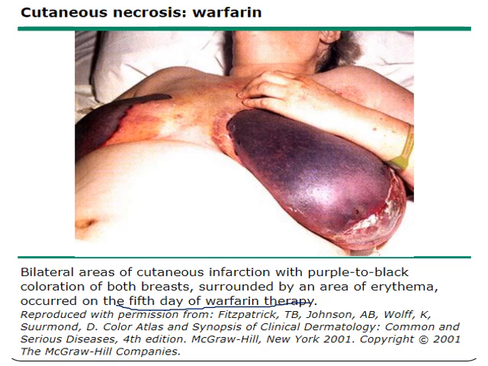So how can we prevent this? We can add heparin with warfarin. When we are starting anticoagulation therapy, we can give heparin along with warfarin, and thereby it will decrease the incidence of cutaneous necrosis.